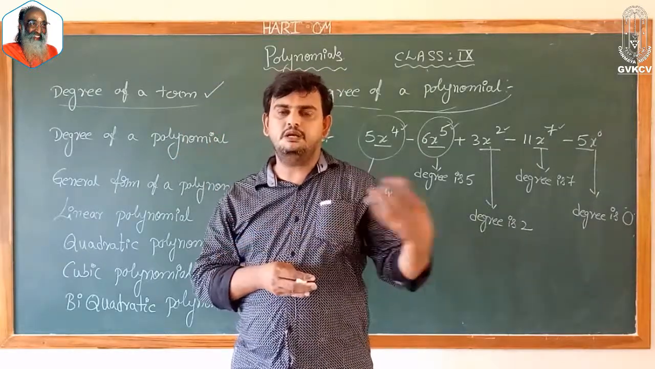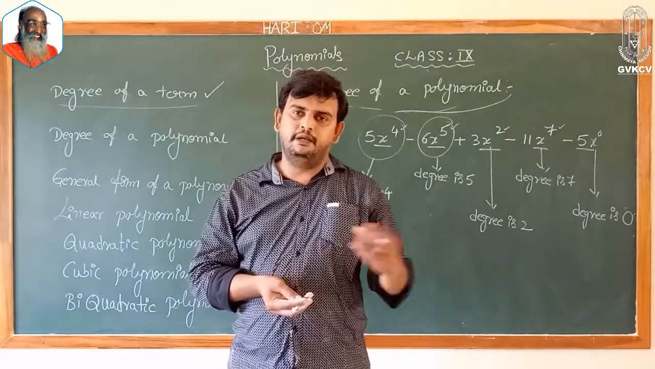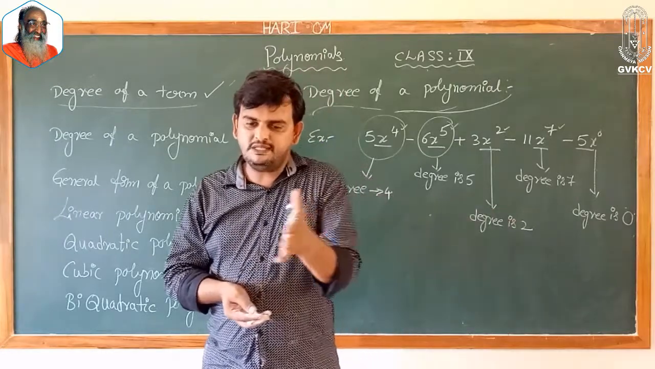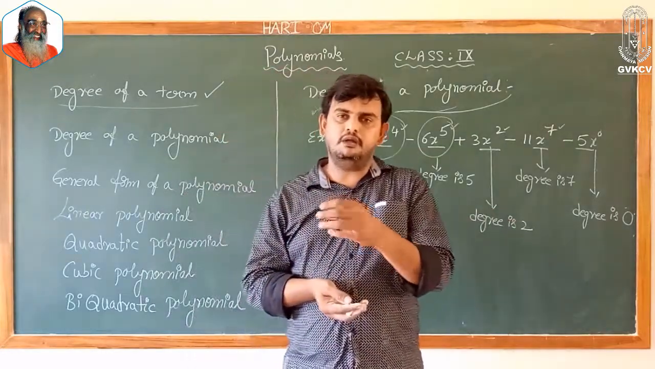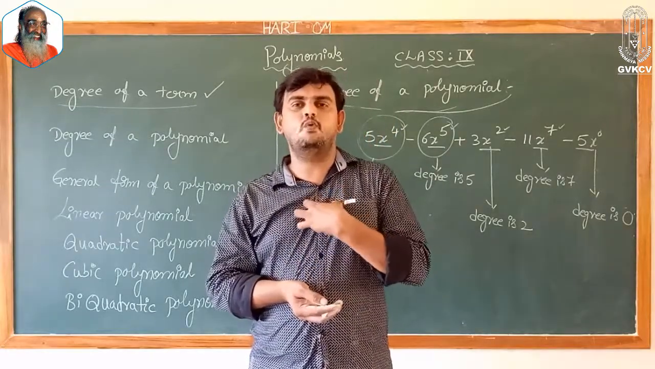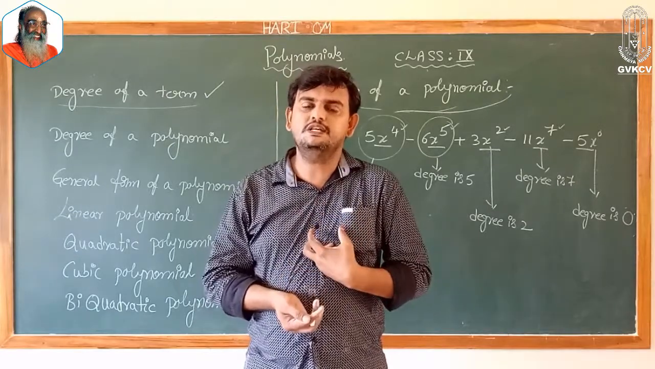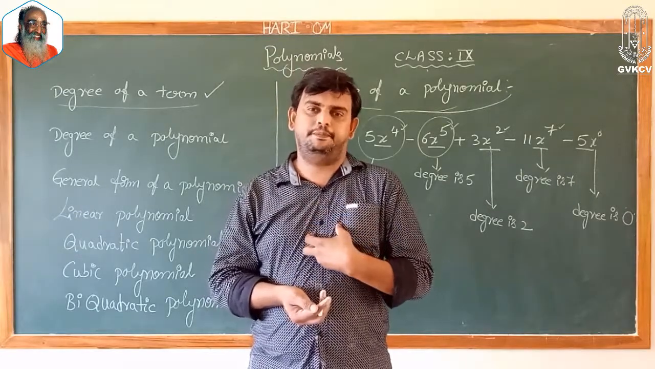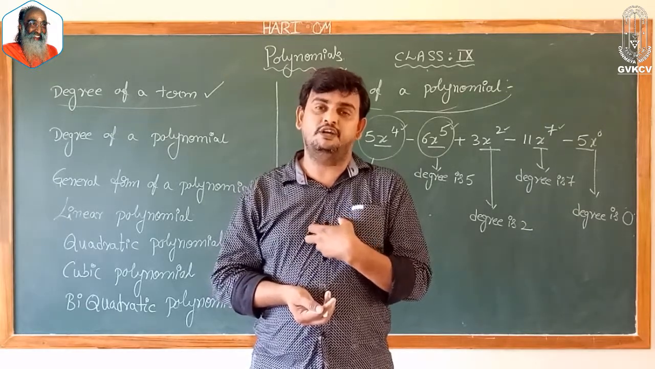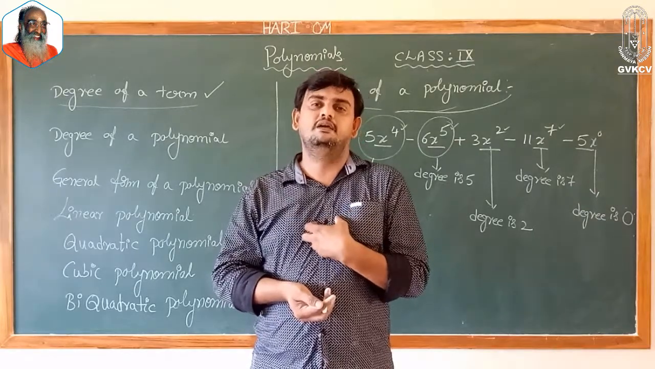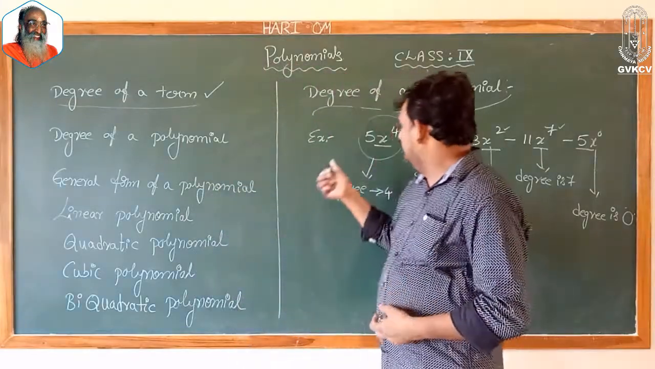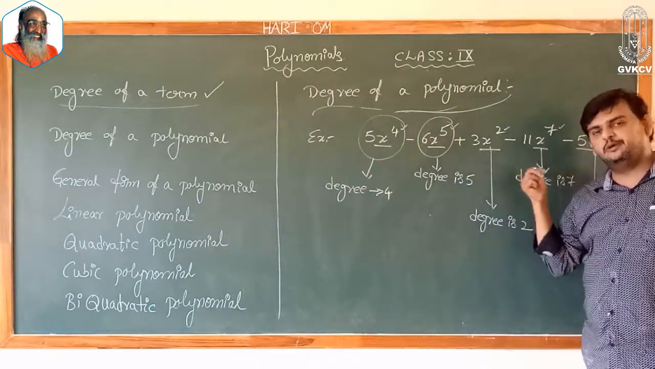When compared to PG, 10th class is lower level, intermediate is lower level, degree is lower level. So, in all my certificates, whatever is the highest degree is my qualification. I am considering my highest qualification, whatever the highest study is. Similarly, here the polynomial has a total of 5 terms.